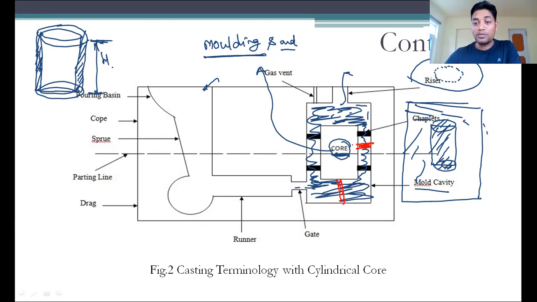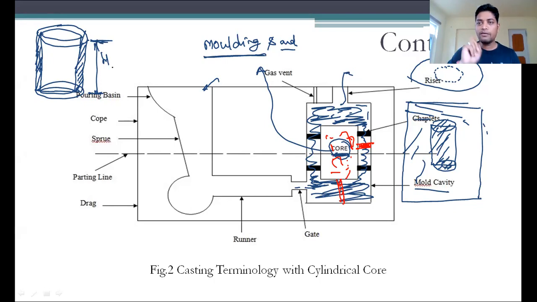Because of that, the molding sand basically breaks, and we tilt it and remove the sand by pushing and so on. So this is how we remove the core. This is a way through which we can create the hollow cavity.